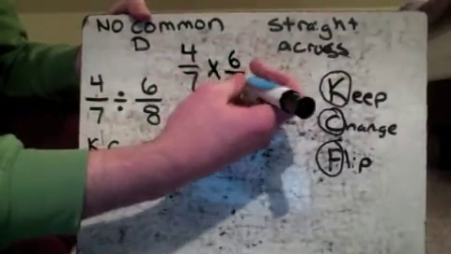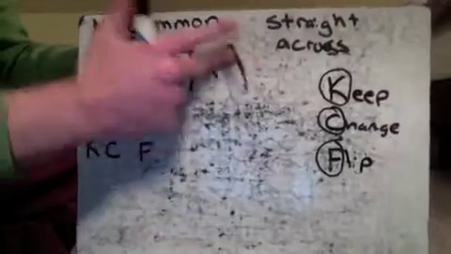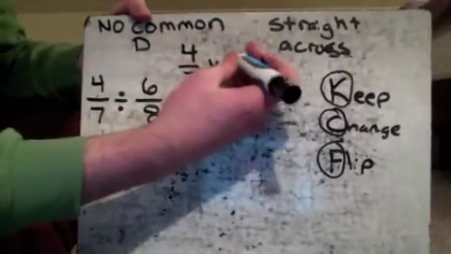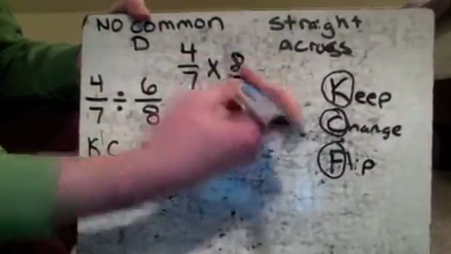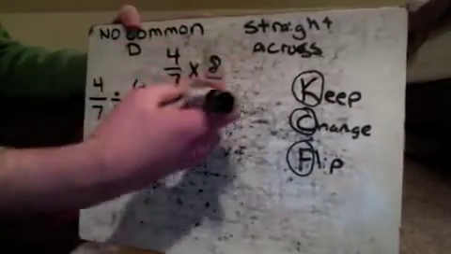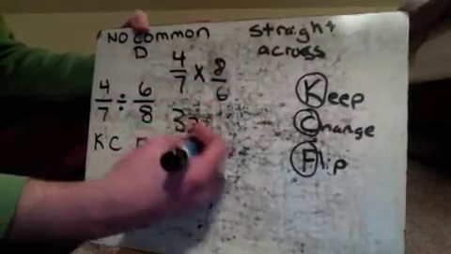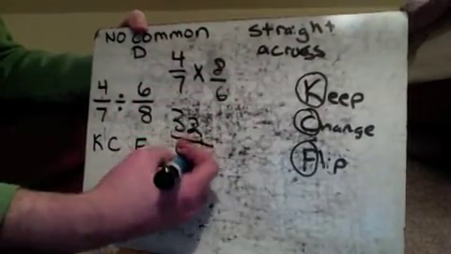So it's going to be 6/8. Oops, I didn't flip around. There we go. It's going to be 8/6 if we flip it around. Now, I can multiply straight across, that is fine. If I do that, 8 times 4 is 32. 6 times 7 is 42.